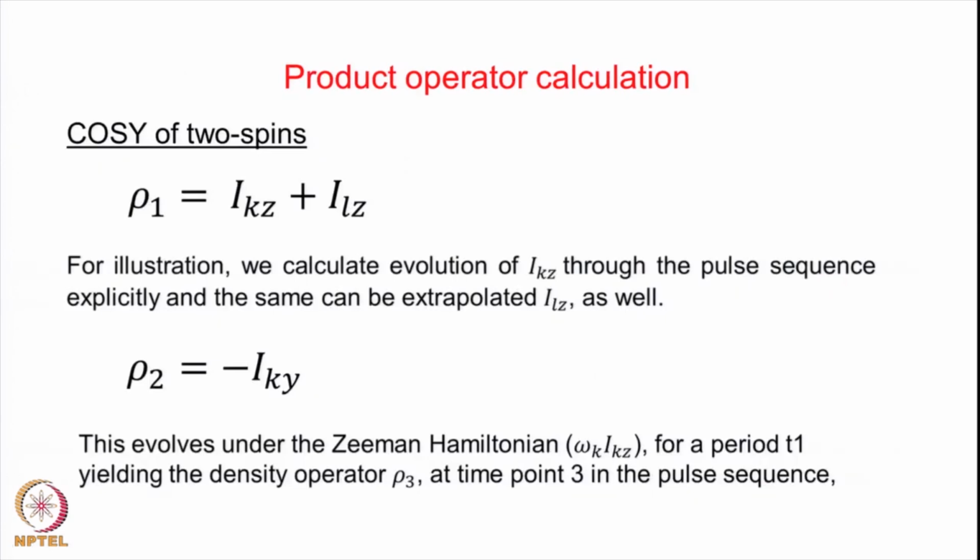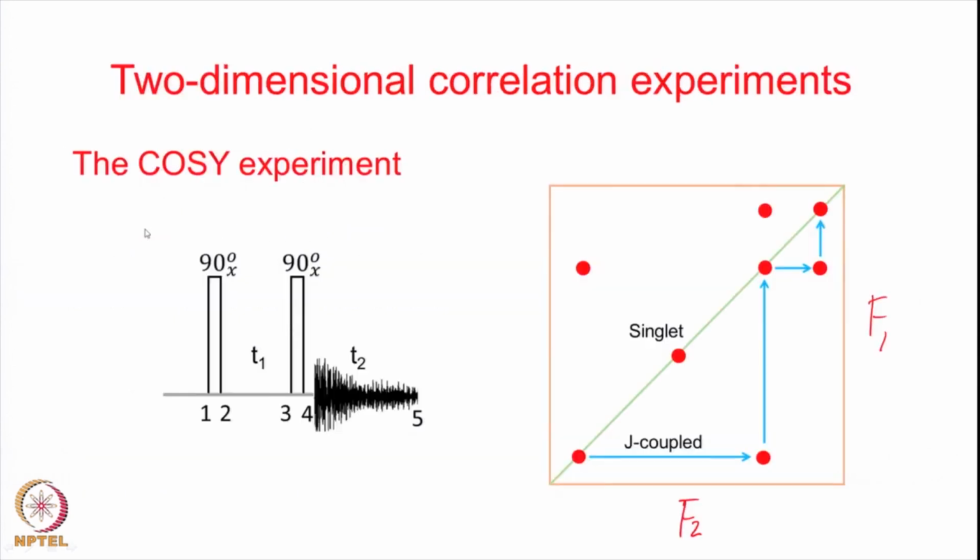Okay, let us try and understand this using the standard method of product operator calculation. So this is the COSY of 2 spins. Once again we choose 2 spins, k and l. At the time points 1, 2, 3 and 4, we will explicitly calculate the density operator at these individual time points, so that we know what the information content is and how the information is flowing through the pulse sequence.